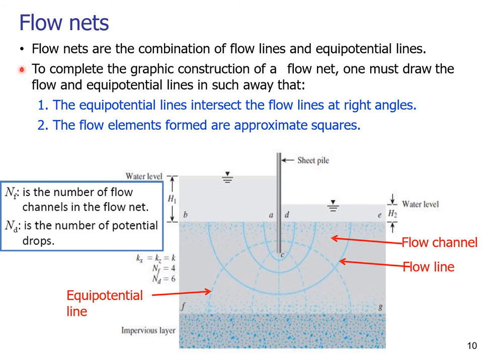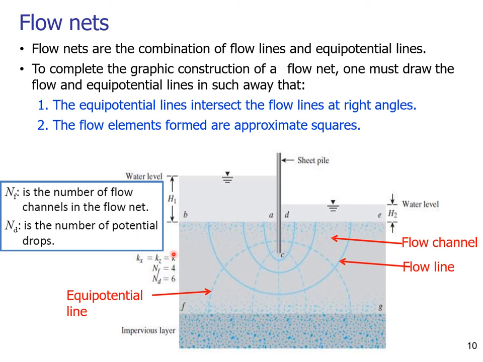To complete the graphic construction of a flow net, one must draw flow and equipotential lines in such a way that the equipotential lines intersect the flow lines at right angles. The flow elements formed are approximate squares.